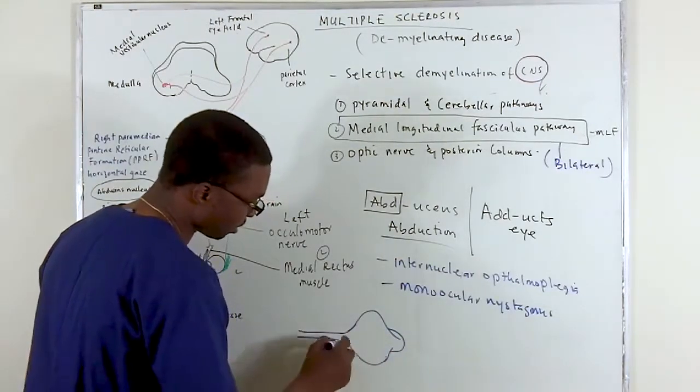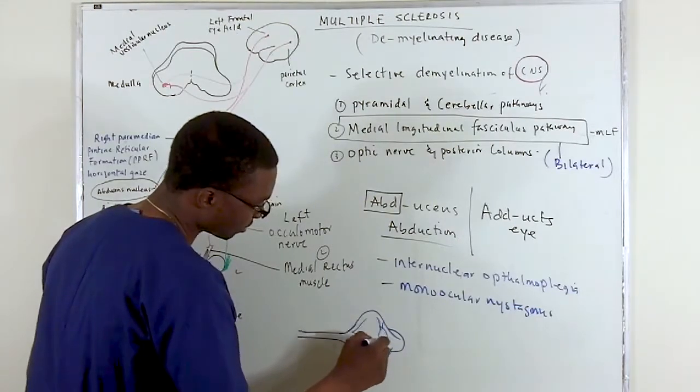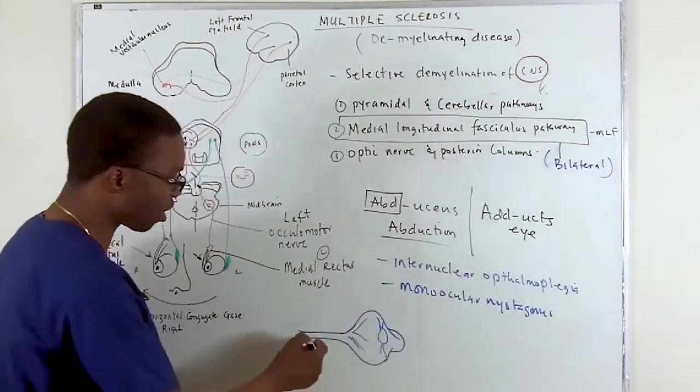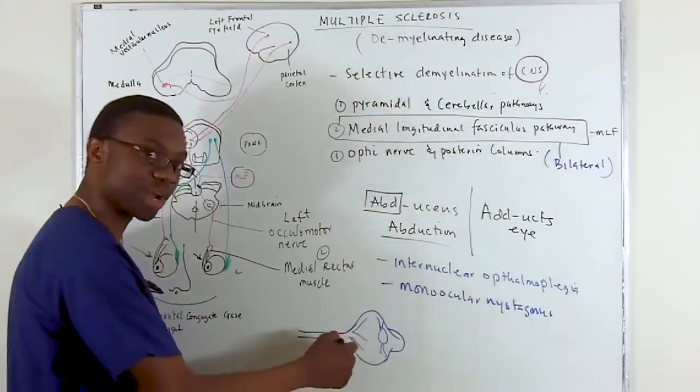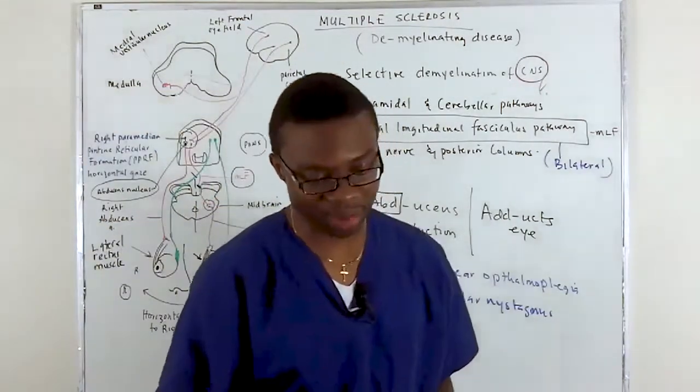So we've got the optic nerve, which supplies the eyes. What does the optic nerve do? Well, it carries all the information that's been translated in the retina all the way back to the occiput. So they can have damage to that.